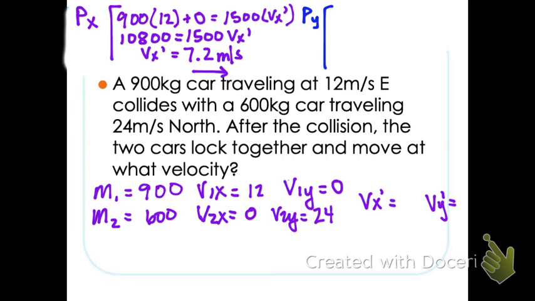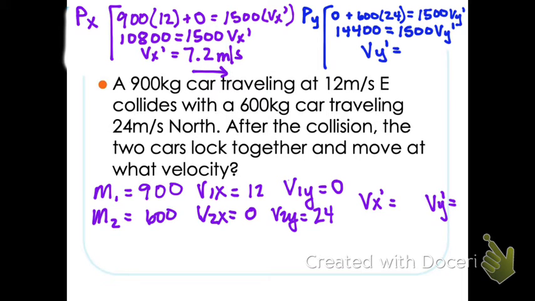Let's go ahead and solve it in the y direction now. My whole first term would be 0 because my first object's not moving in the y direction. 600 times 24 equals 1500 Vy prime. So 600 times 24 gives me 14,400. And so Vy prime is equal to 9.6 is what I got.